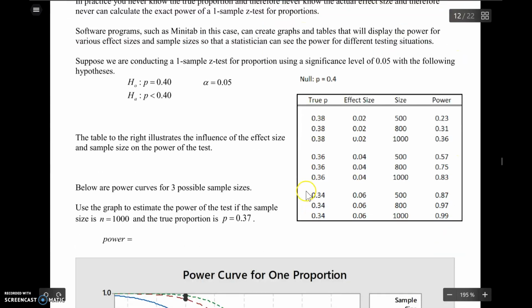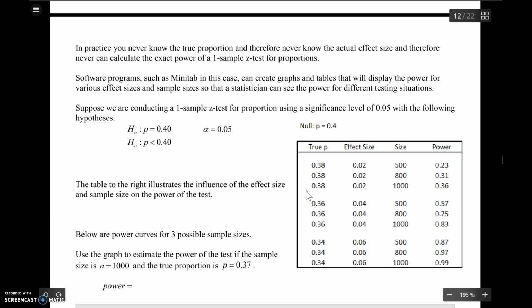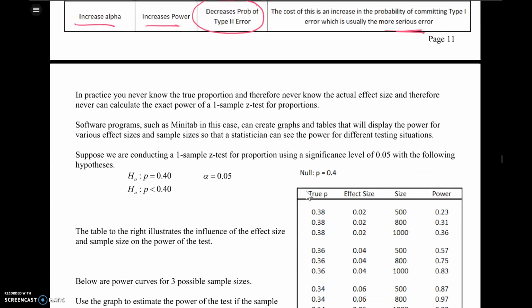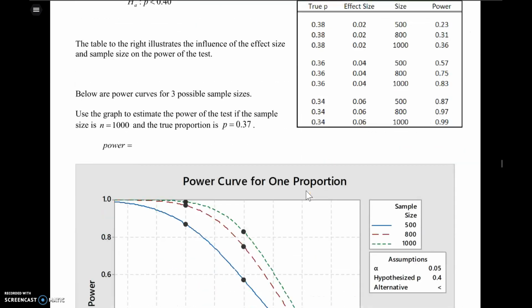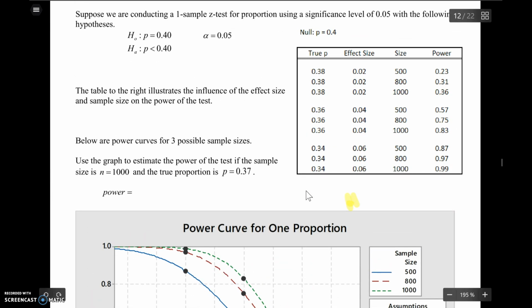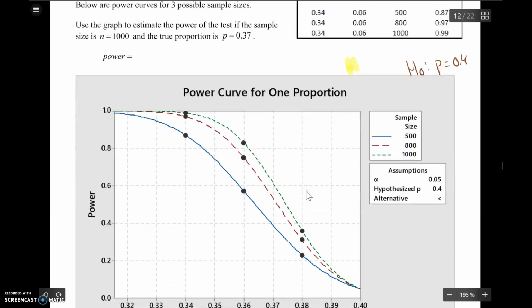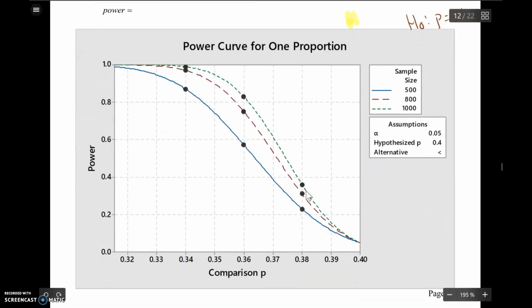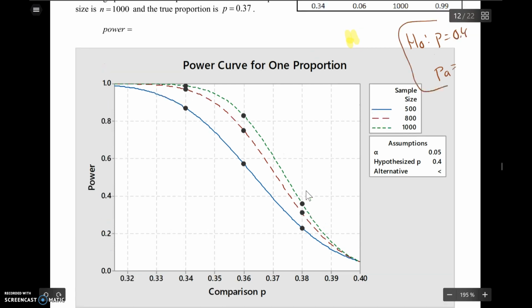Okay, this page really is kind of a little extra thing, just to show you there's more powerful software programs that can analyze power. I think this is kind of interesting. So our null hypothesis is that p is equal to 0.4. And what this does is it'll give you the power for alternative comparison proportions. So this is power on the y-axis, and this is your comparison proportion.